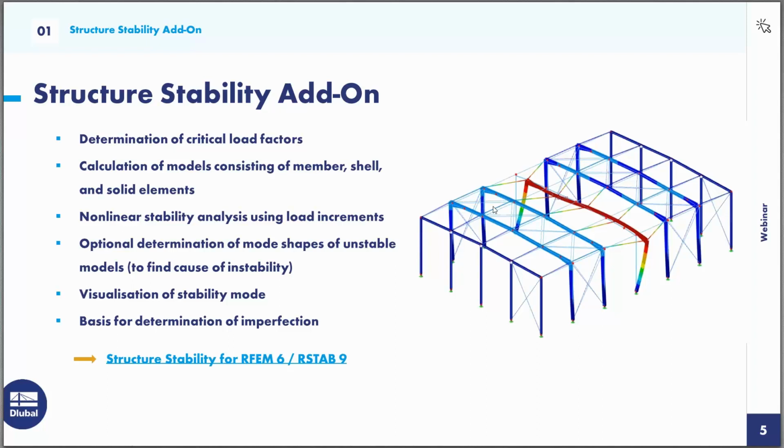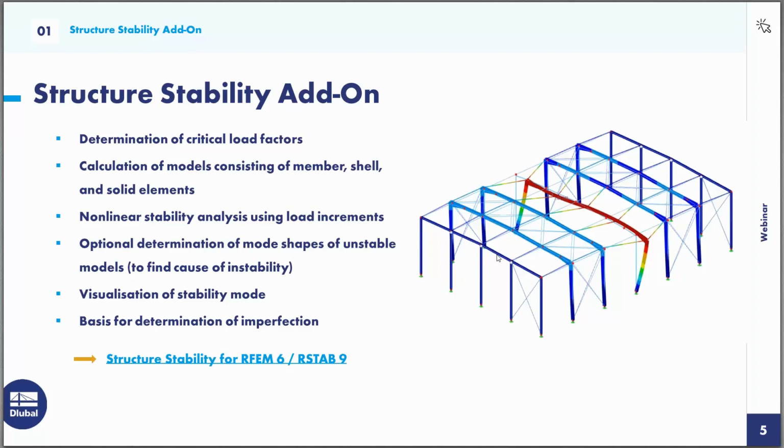Another feature of the structure stability add-on is the nonlinear stability analysis. We use incremental loading to also calculate nonlinear systems. There's also an option which helps us determine a mode shape of an unstable model, so that we can find the cause of the instability. We will also look at this in the webinar today. We can also have a graphical representation of the stability mode shape and use it as a basis for the determination of the imperfections.